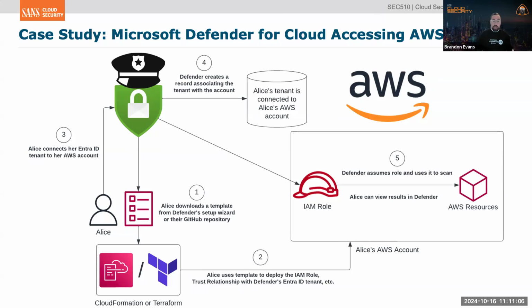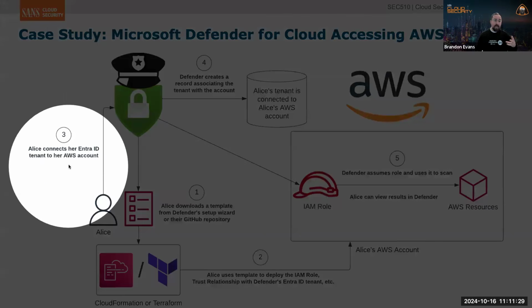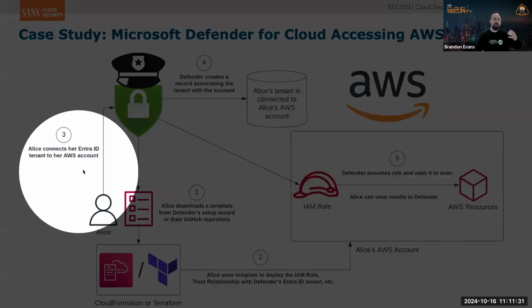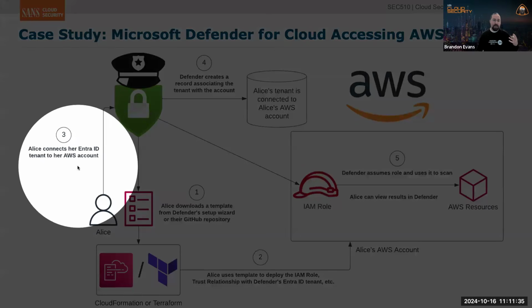So we deployed this set of infrastructure, which created the resources that would allow Microsoft Defender for Cloud to trust, or sorry, for our AWS account to trust Microsoft Defender for Cloud so that Microsoft Defender for Cloud can scan our AWS account. Now, the final process on the consumer side is to actually click the button to connect Microsoft Defender for Cloud to our AWS account.